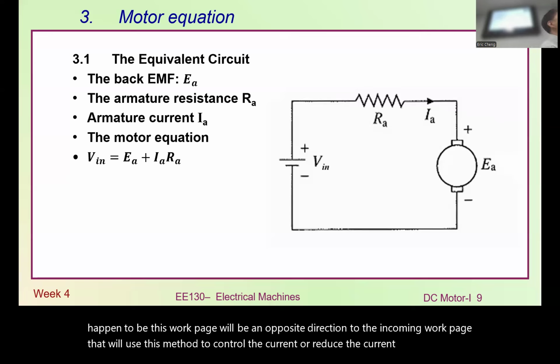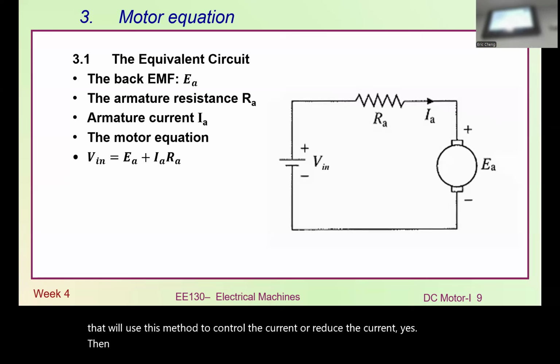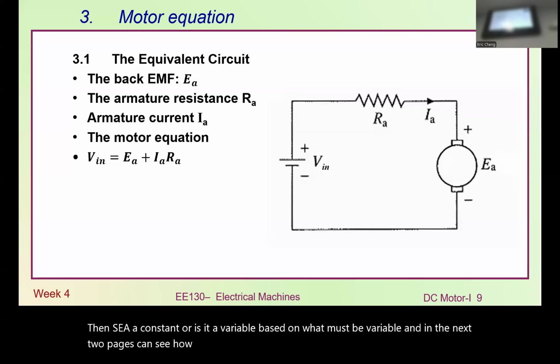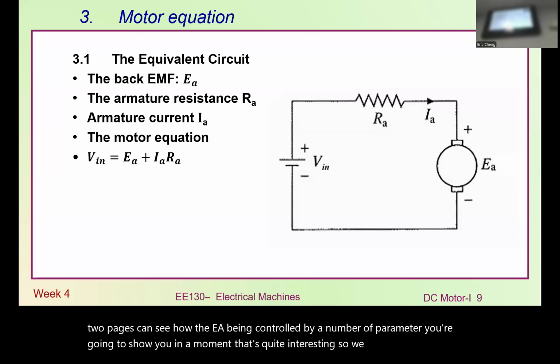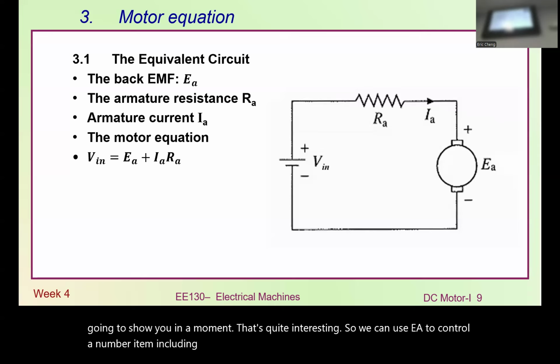Yes? Then is EA a constant, or is it a variable? It must be variable. And in the next few pages, you can see how EA is controlled by a number of parameters. I'm going to show you in a moment. That's quite interesting. So we can use EA to control a number of items, including the current, the torque, the power, many things. That's useful.